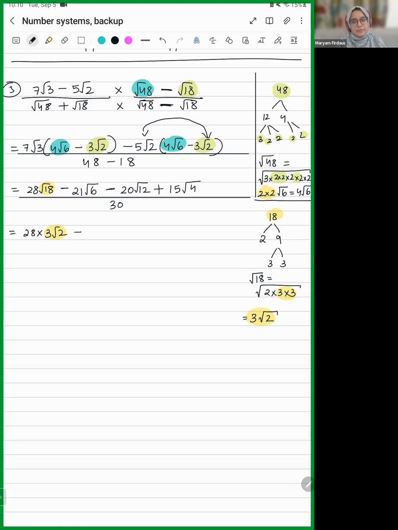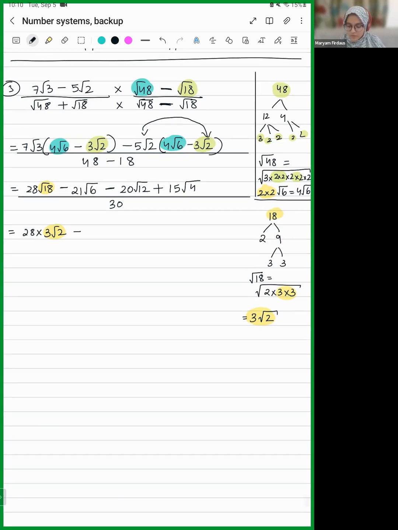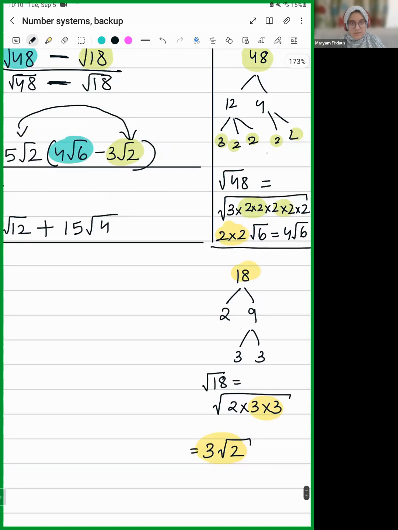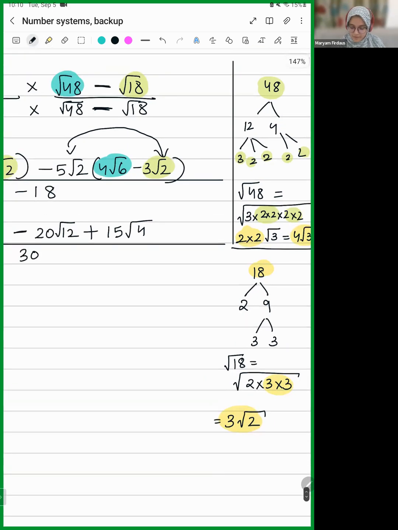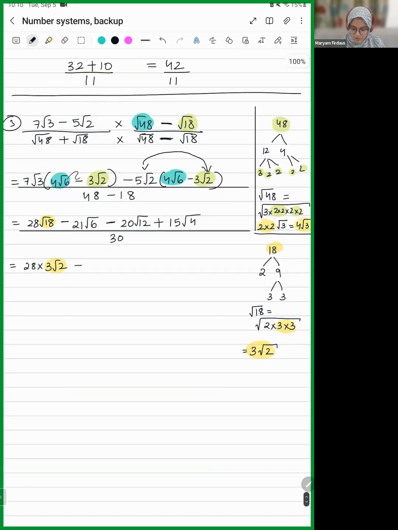Yes, Munir. In the factorization of 48, you have 3 into 2 into 2 into 2, 5 times? Oh, yes, you're right. 2 is supposed to be 4 times. Thank you so much for pointing that out. So this will be just root 3 over here. Very good for pointing that out. It's going to be 4 root 3. So wherever we have written it, let's make the changes.